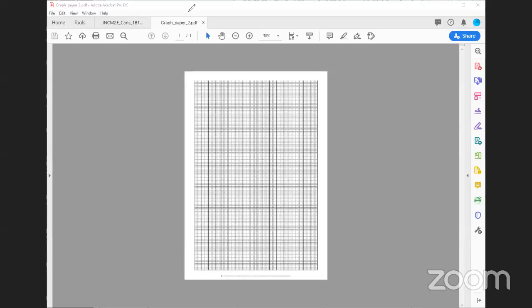Then we look at any more questions about drawing broken line graphs. Any more questions? How difficult is it?